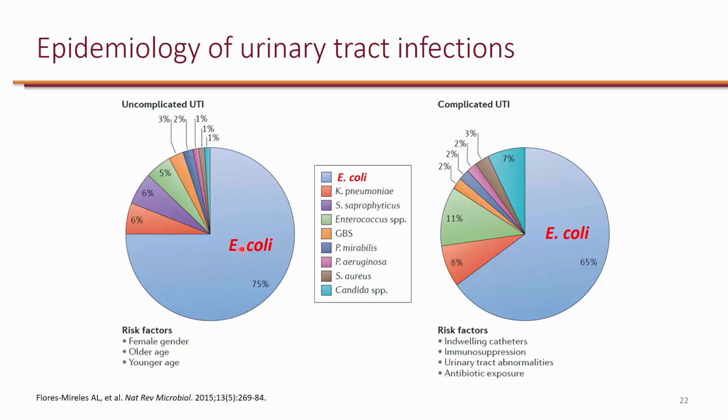And then outside of that, you have Klebsiella pneumoniae causing a lot of these infections, and also Staphylococcus saprophyticus, as well as Enterococcus. So these are your top 4 organisms that commonly cause urinary tract infections. Now, note that other organisms can cause UTIs, but they're not as common.